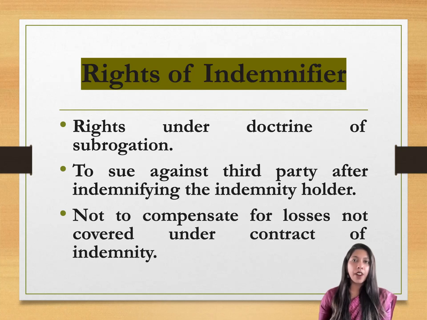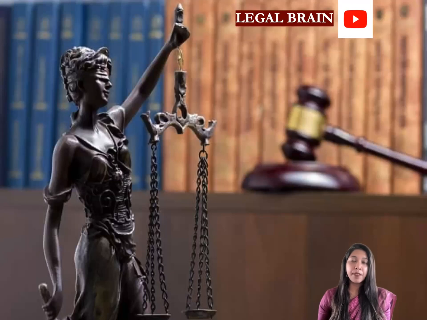And next are the rights of the indemnifier. What rights does an indemnifier have? The first one is the right under the Doctrine of Subrogation, which is mentioned under Section 140 of the Indian Contract Act 1872. That means stepping into the shoes of another, and the meaning is to sue the third party after indemnifying the indemnity holder. That means the indemnifier will first save the indemnity holder by making the payment, making the loss good. The indemnifier will compensate the indemnity holder, and later he can sue the third party to get the money from him. So this is the doctrine of subrogation. Third point is not to compensate for losses not covered under the contract of indemnity. That means the terms and conditions in the contract should fit the conditions given. If it is not falling under the particular contract of indemnity, we can't ask for compensation for the losses. So these are the major rights of the indemnifier and indemnity holder.